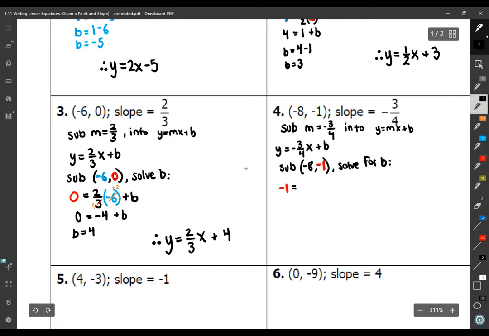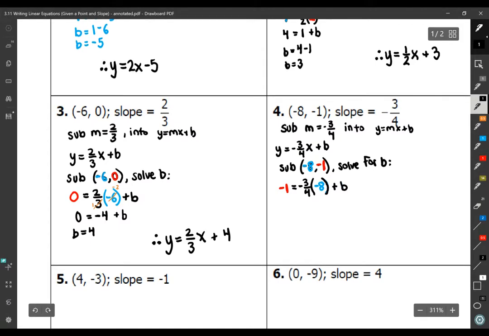So for my y, I put negative 1. So negative 1 is equal to negative 3 over 4 times negative 8, right? Because times x. Oops. Plus b. Okay? So again, let's simplify. Okay? So here, cross simplify. This can become 2, and this can become negative 4, right? That can simplify. Oh, you know what? It can even simplify further. What am I thinking? Can both be divided by 4, right? Oh, oops. Okay, I took it too far.